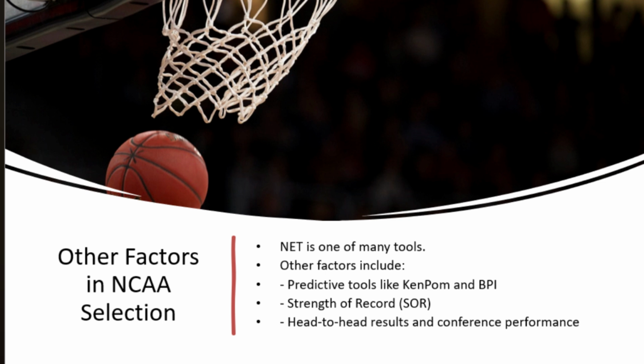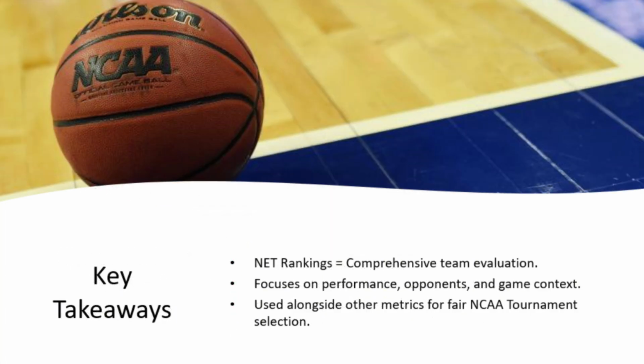If you want to dive deeper into the net rankings, head to NCAA.com or NCAA.org. These sites provide daily updates, explanations, and access to resources for coaches, fans, and media. Additionally, tools like KenPom.com, Bart Torvik.com, and ESPN's BPI, Basketball Power Index, provide other predictive and results-based metrics that the committee may also reference.